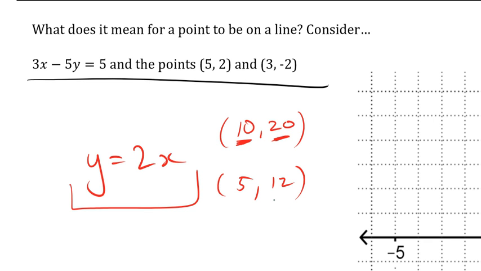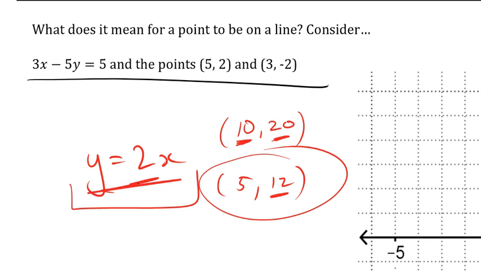$10. But this is saying the cost is 12. So, which would be 6 apples. So it doesn't match. 5 and 12 is a point on the grid, but it's not one that matches. Every apple costs $2. That's what points on the line means, is that the point matches the line. It's on the line. It matches whatever relationship that line is talking about.